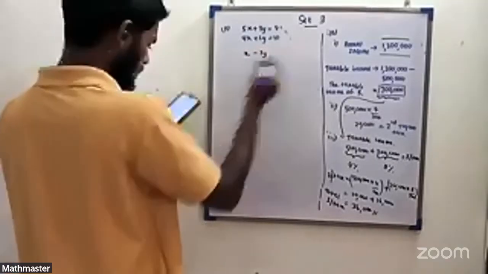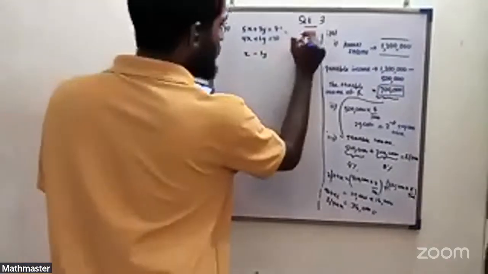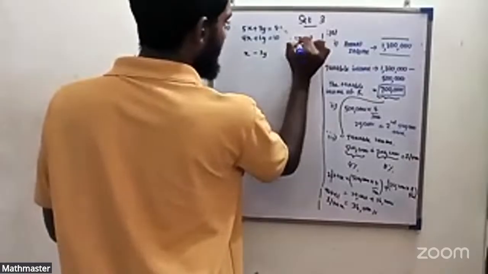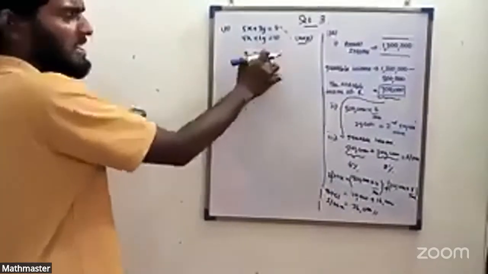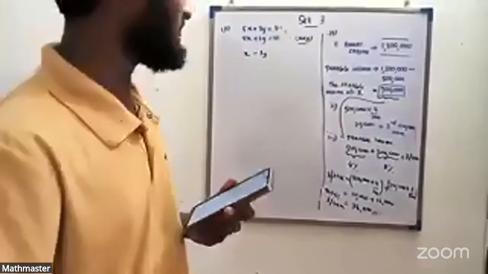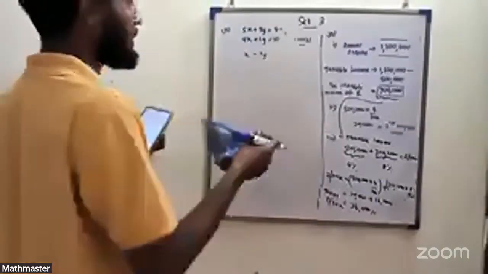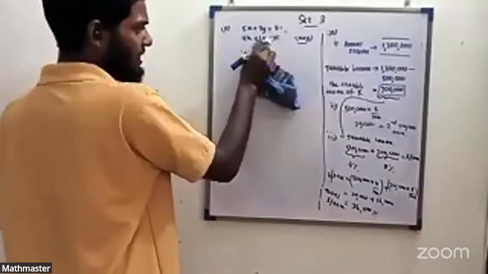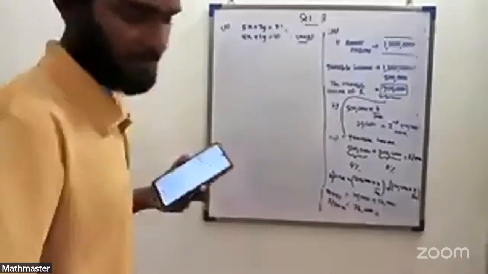But they ask to find the value of x plus y without solving. You have to get this x plus y. So here we get x minus 3y. That is not a correct answer. That's not a good method of doing it, right? So we just subtracted them. Let's add them and see.